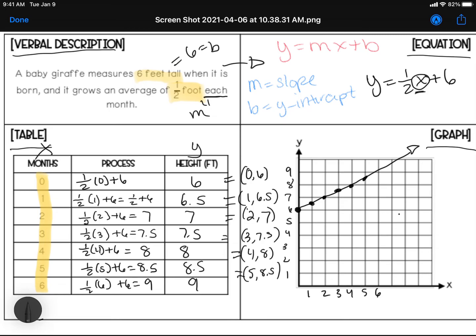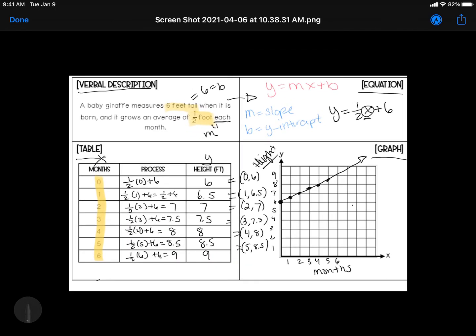It's going up as the months go on. So this is my months, and this is my height of the giraffe. Okay? And that's what you're going to be doing. It's the same process: pulling the equation out, plugging in x, and then graphing it. Don't be overwhelmed. Go one step at a time, and we will be okay.